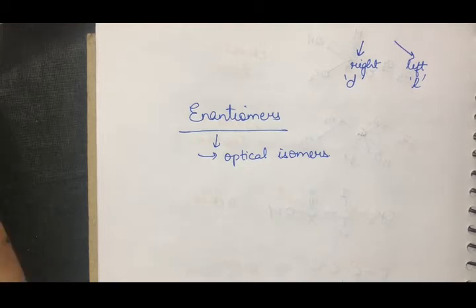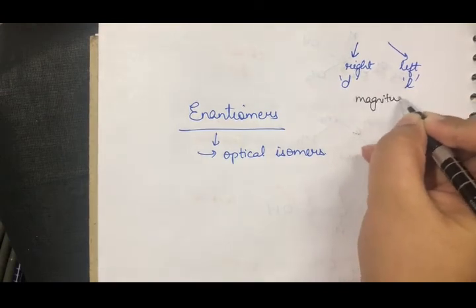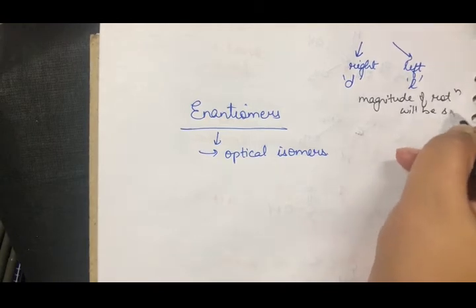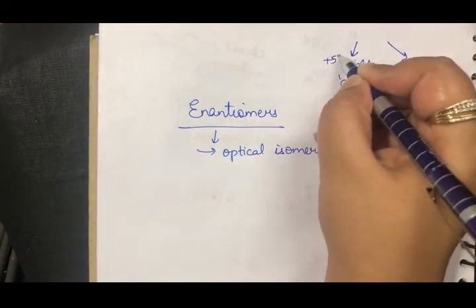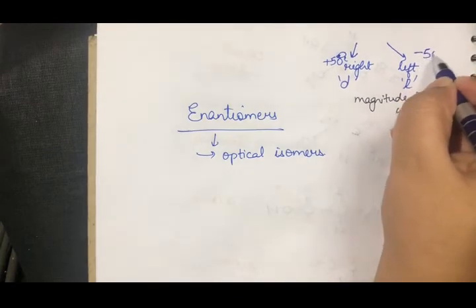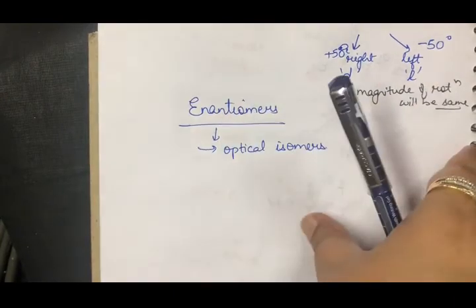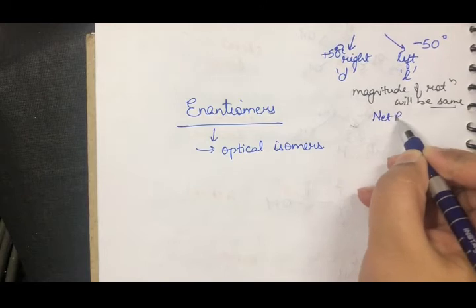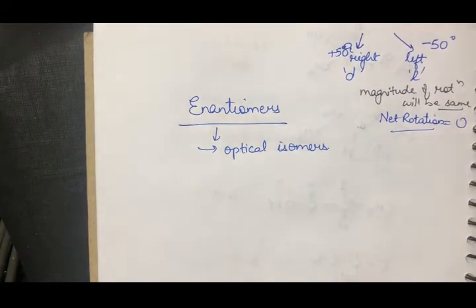But the main thing that you need to remember here is that the magnitude of rotation will be the same. What do you mean by magnitude? Magnitude का मतलब है कि अगर डेक्स्ट्रो वाला +50 डिग्री घुमा रहा था मेरी लाइट को, तो ये वाला -50 डिग्री घुमाएगा लाइट को. That means ये 50 डिग्री इधर जाएगा, वो 50 डिग्री इधर जाएगा. नेट रोटेशन कितनी होगी? 0. नेट रोटेशन is going to be 0, right.